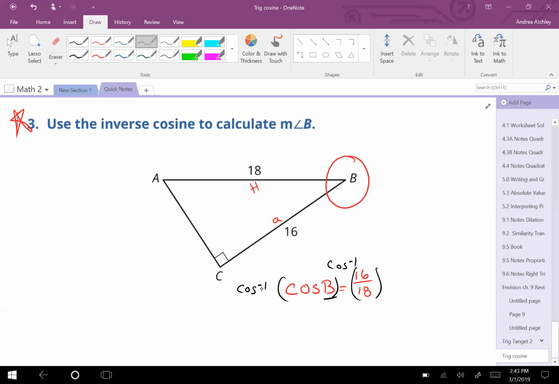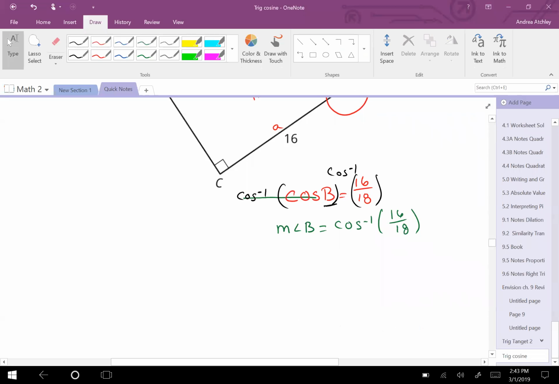So then just inverse cosine equals 16 divided by 18. So the measure of angle B equals inverse cosine of 16 over 18. So the measure of angle B equals 27. You can round it or you don't have to. I usually round my angles to a full degree. But again, it doesn't say, does it? Nope.